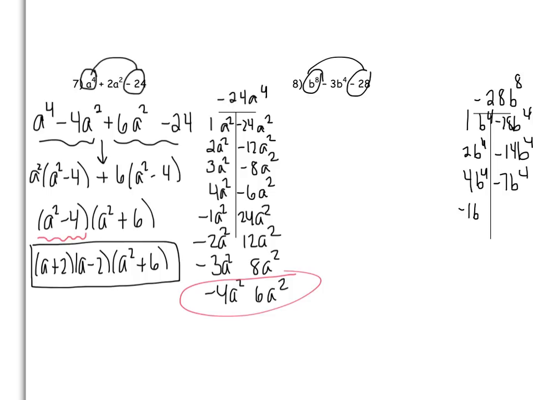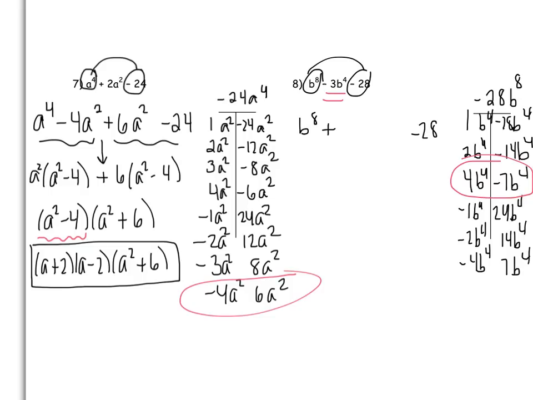So negative 1b to the 4th and 28b to the 4th. Negative 2b to the 4th and 14b to the 4th. Negative 4b to the 4th and 7b to the 4th. And now we need to find the pair that's going to add to that middle term of a negative 3. So negative 7b to the fourth and positive 4b to the fourth. So again, bring down the first term, bring down the last term, and fill the middle with the positive 4b to the fourth and negative 7b to the fourth.